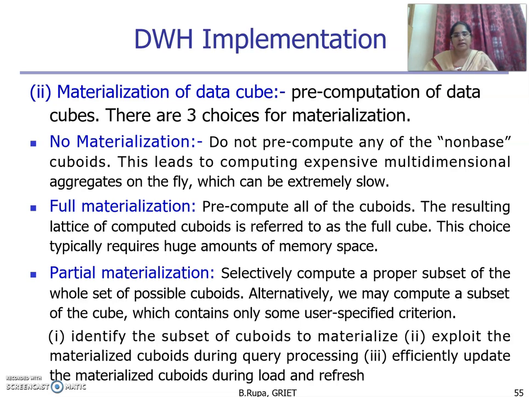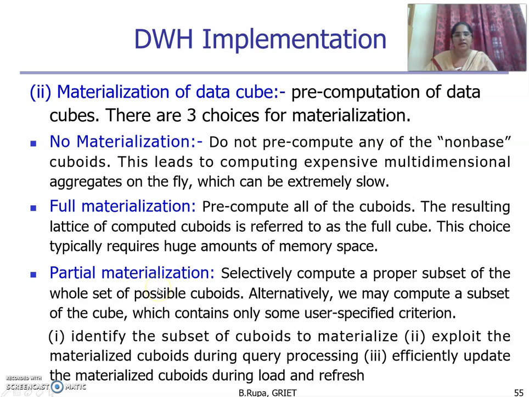For this purpose, we need to follow some criteria. First, we need to identify the subset of cuboids to materialize. Then exploit the materialized cuboids during query processing. And third, efficiently use these materialized cuboids during the load and refresh operations. We need to follow all of these when we apply partial materialization.